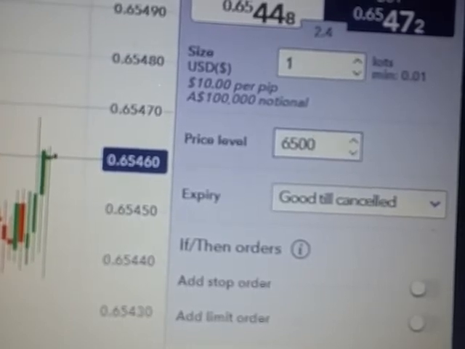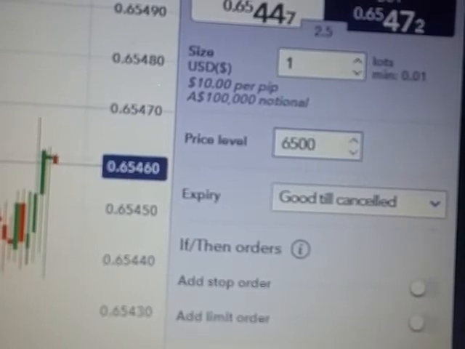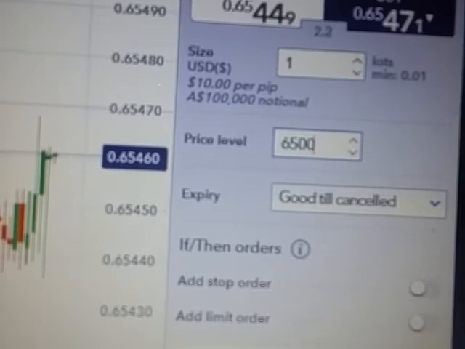If you have a demo account, go ahead and place this order for yourself. If you are a more seasoned trader, you might like to think about this as a trade.